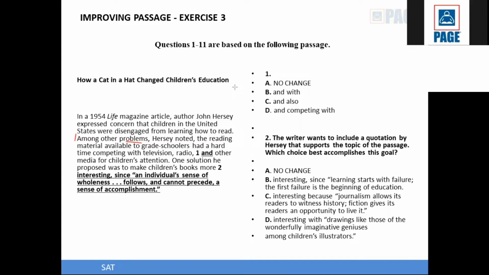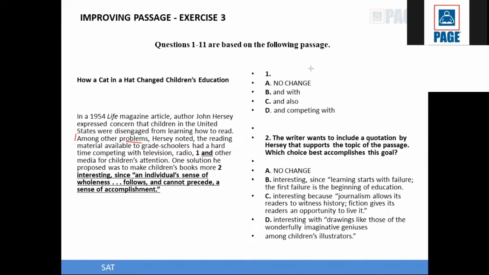First A. Okay, A. And with had a harder time with competing with the television, radio, and with other media. So is television, radio, a medium or not? If it is a medium, then we don't have to use and with. And also, if you get with, why can't we go with also? That is what we need to identify.